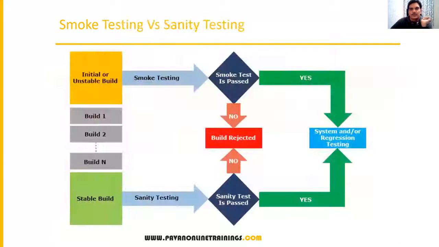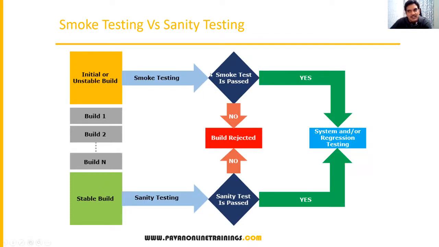Now let me show the picture, then you can understand. When exactly do we conduct smoke testing, and when exactly do we conduct sanity testing. So for example, we have an initial or unstable build. The first time the developer is releasing the build to the tester, what will we do? We do smoke testing to check whether the build is stable or not, or whether the build is installable or not.